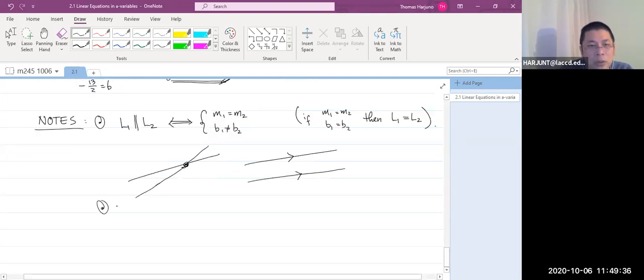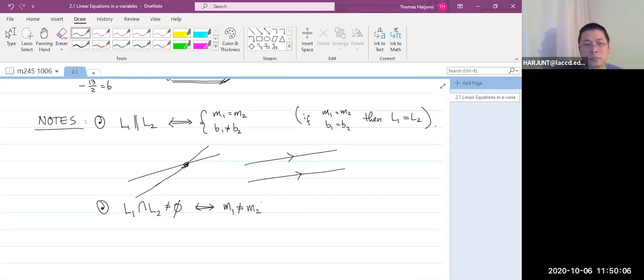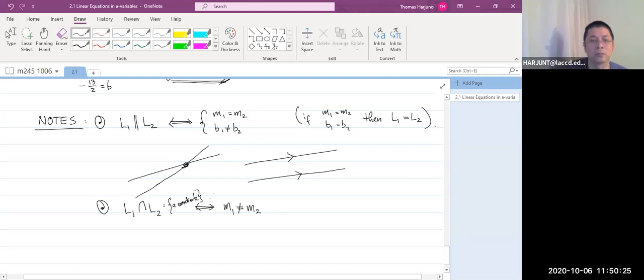The second note: line 1 intersects line 2, not an empty set, if and only if the slope of line 1 is not equal to the slope of line 2. Maybe to be more precise, the intersection equals a point. Okay, that's most of the cases that we have most of the time.